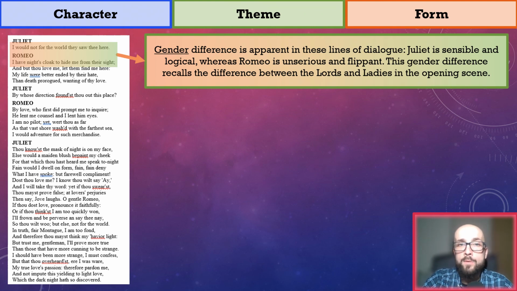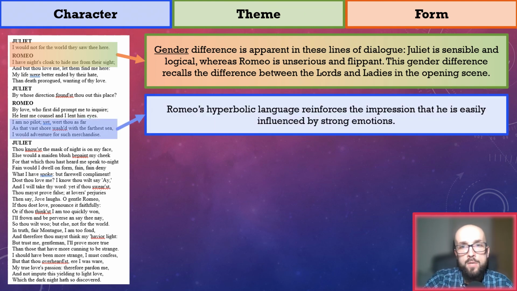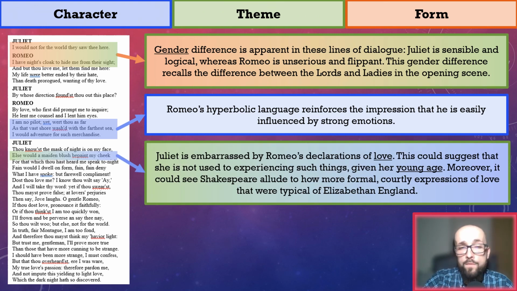Next, when Romeo states that he would cross the ocean to be with Juliet, his hyperbolic language reinforces the impression that he is easily influenced by his strong emotions. Now Juliet says that if it was daytime, Romeo would see that she is blushing. This means that she is embarrassed by Romeo's declarations of love. Now this could suggest that she is not used to experiencing such things given her young age and relative immaturity. Alternatively, it could see Shakespeare allude to the more formal, courtly expressions of love that were typical of Elizabethan England. As much as his play is set in Verona, all the trappings of Elizabethan England are apparent in it.